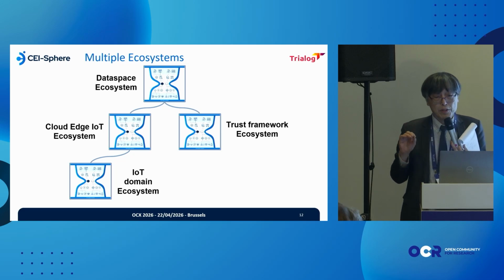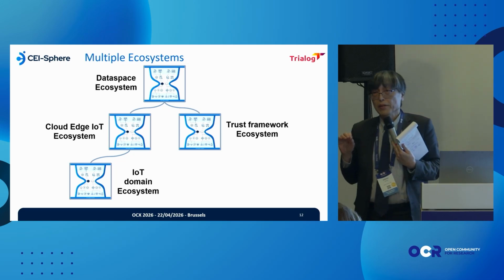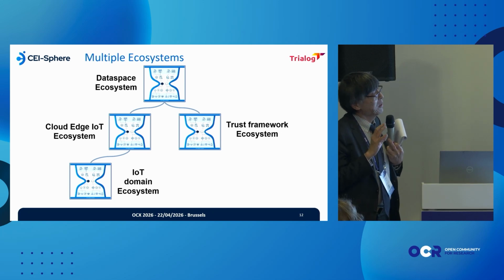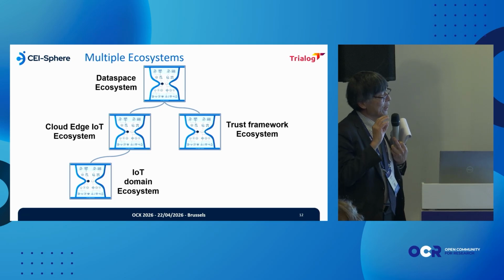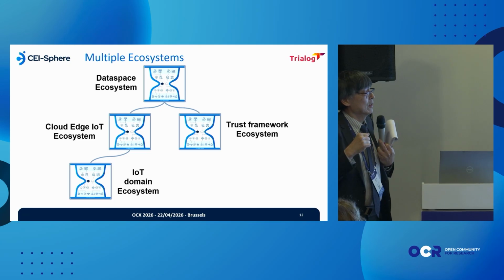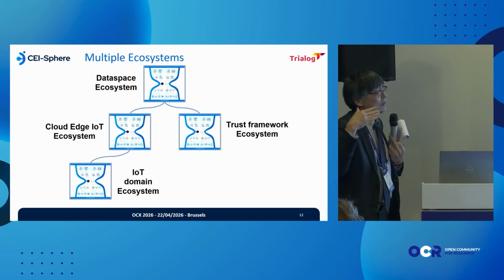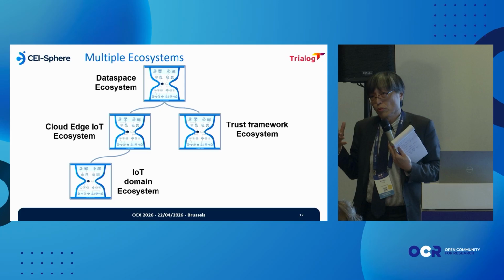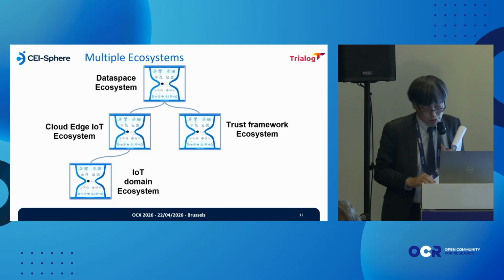But there are multiple ecosystems, so we have to bet on where we create the growing ecosystem. So here is an example, which I believe is where we are currently navigating with the projects we will show later. We have below the IoT domain ecosystem, the Cloud Edge IoT ecosystem, where we bridge the gap between IoT and the cloud. You have then the data space ecosystem, when you want to share data, and you want to have something that is trustworthy, so you have the trust framework ecosystem.